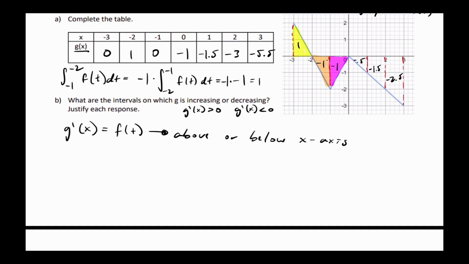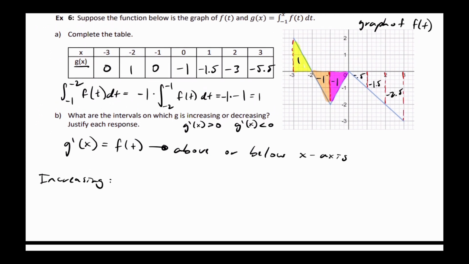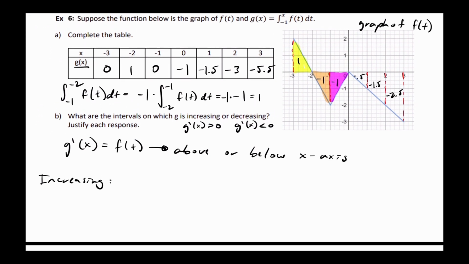So, increasing. Well, let's see. From -3 to -2, it's above the x-axis, right? Anywhere else? Doesn't look like it, right? And then we have to justify: because G prime of x is positive.